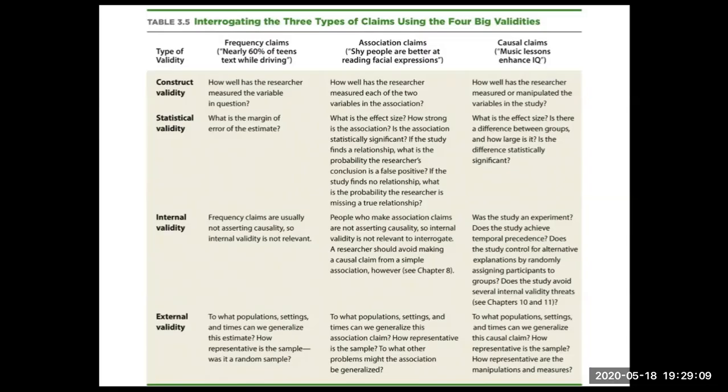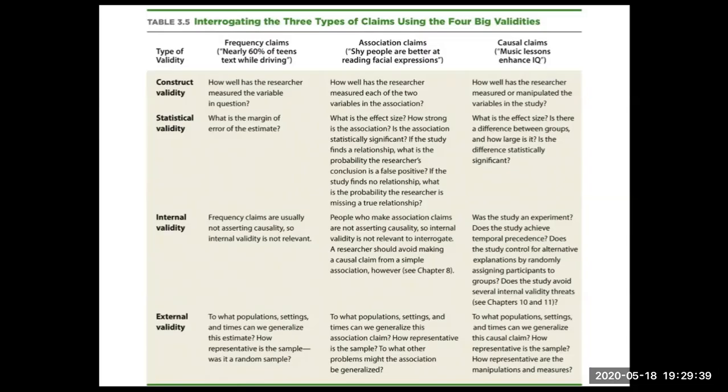Statistical validity. For a frequency claim, we're looking for the margin of error of the estimate based on 1 measured variable. Association claims ask about effect sizes. What is it? Is the association strong? Is it statistically significant? If there's a relationship, is there a type 1 or type 2 error? And is it curvilinear? Those are the things that we ask in statistical validity.